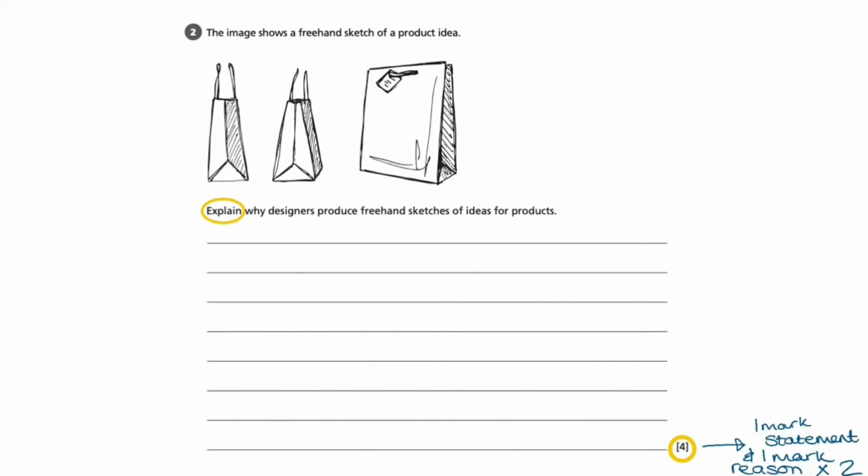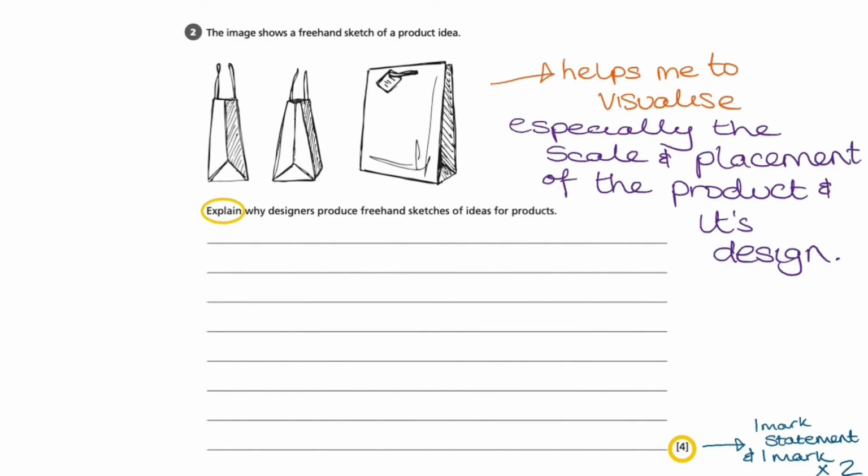For example, here I have begun to brainstorm my initial thoughts as to how this freehand sketch may help me as a designer. First of all, drawings help me to transfer the ideas from inside my head onto paper, which helps me to visualize. It helps me to see the scale and placement of the product and its features such as a graphic design or logo.